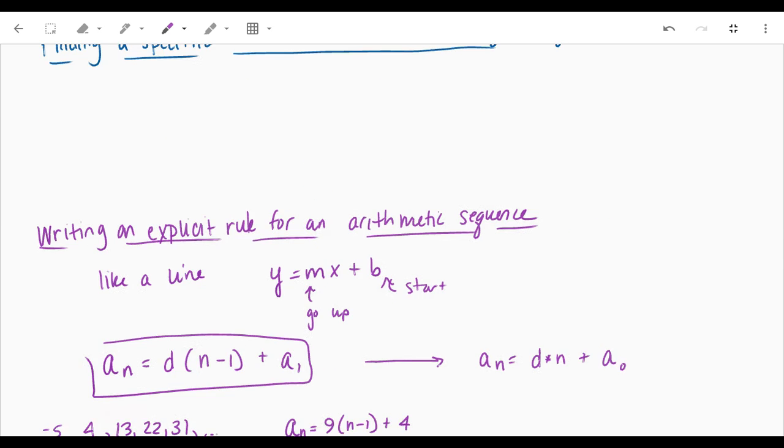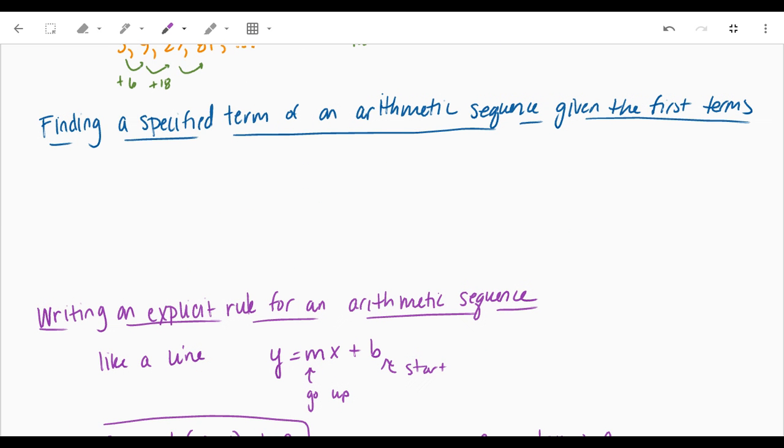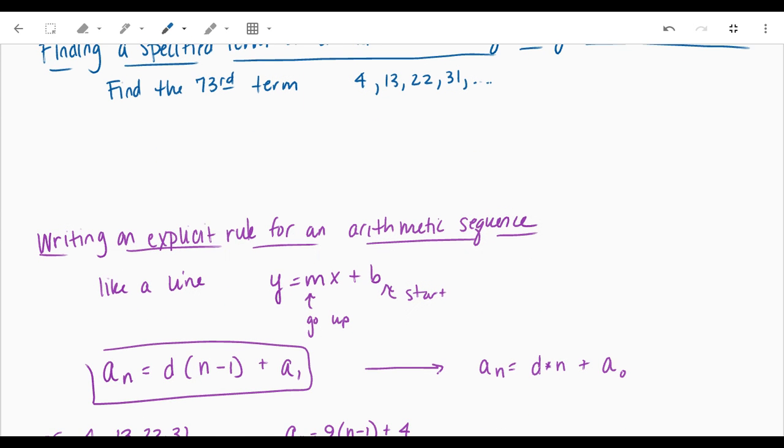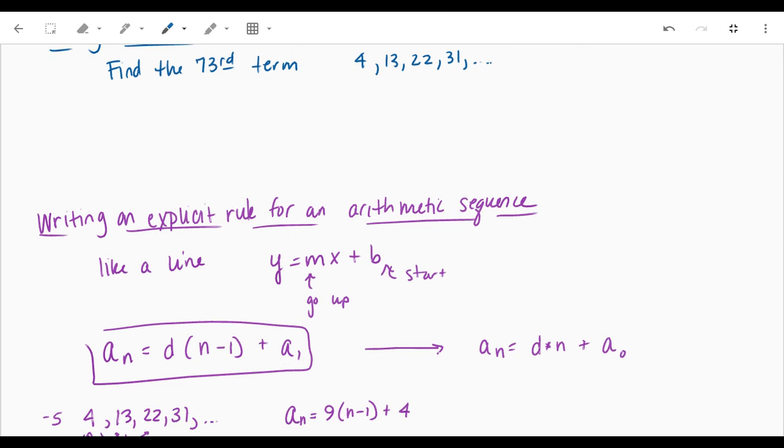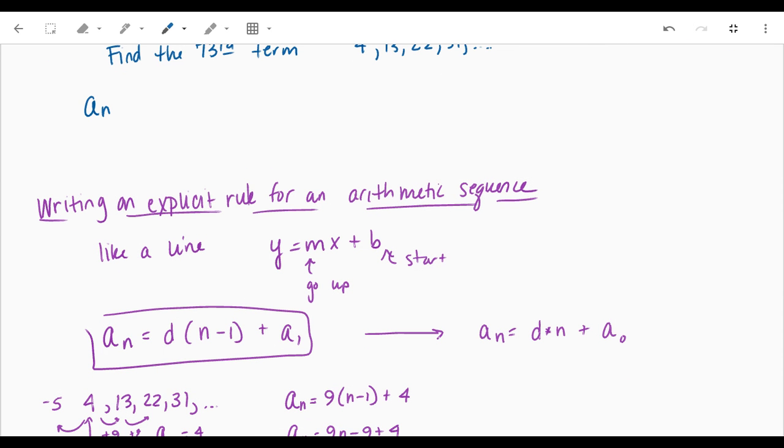Okay, so back up to the one that we're talking about up here. It says find a specified term of an arithmetic sequence given the first terms. So this one says find the 73rd term if the sequence is 4, 13, 22, 31, and so on. So what we just did down here in the purple is we actually found the rule, where a sub n is 9 times n minus 1 plus 4.